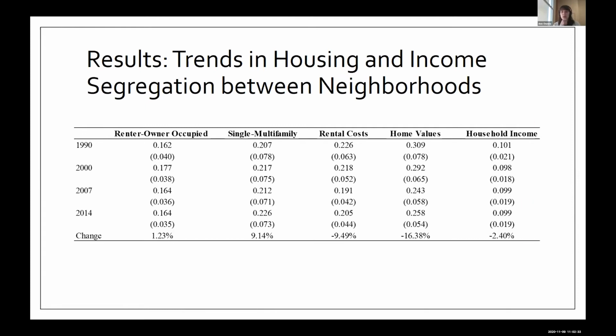Consistent with some of my prior work, income segregation among all households between neighborhoods really hasn't changed all that much. It's actually declined slightly. Income segregation has only increased among families with children, which I show in other work.